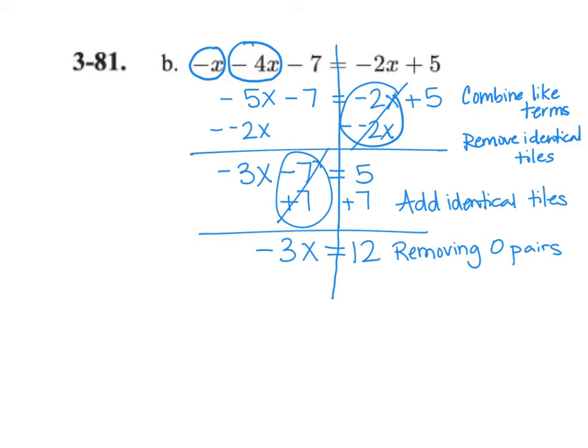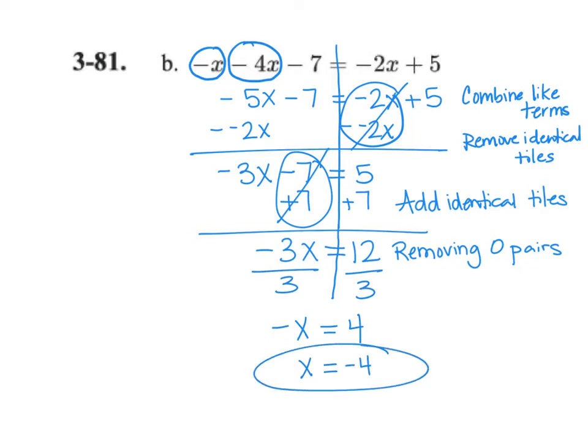Now what I'm going to do is divide my x tiles into 3 piles. So I divide by 3, and here I get each negative x tile is equal to 4 unit tiles. Now keep in mind when we're solving the equation, we don't want to know what negative x is equal to. We want to know what positive x is equal to. So if negative x is equal to 4, then positive x is equal to negative 4. So this equation has one solution, and that solution is x equals negative 4.